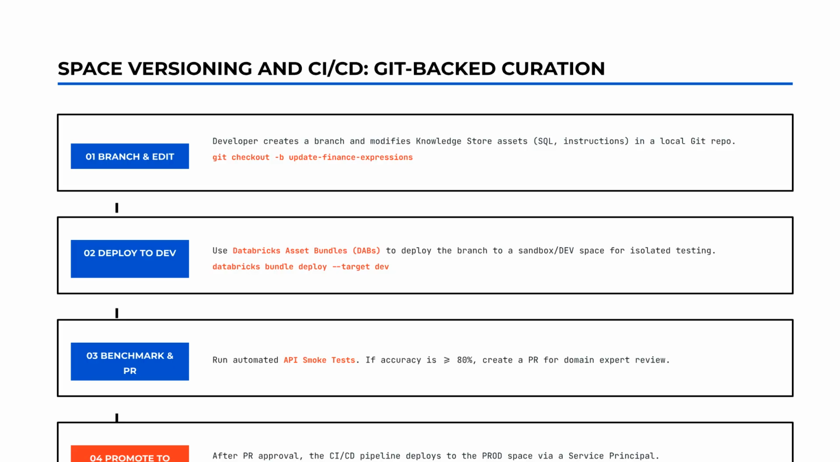Develop in a branch, deploy to a dev space, run automated benchmarks, get domain expert approval through a pull request, and only then promote to production via CI/CD. This process gives you versioning, auditability, repeatability, and zero risk of accidental breakage in production. It's the professional way to run Genie at enterprise scale.